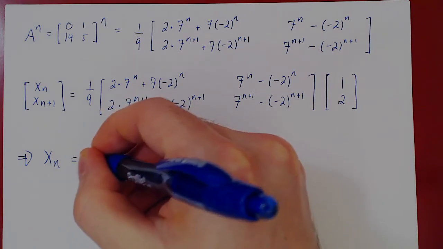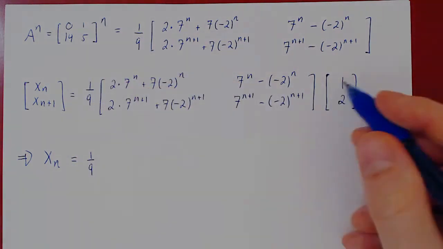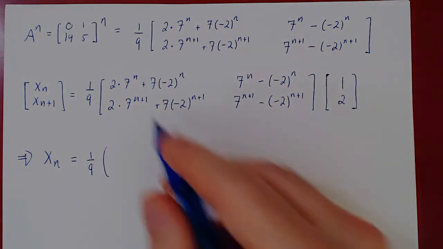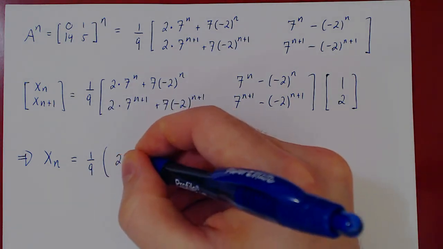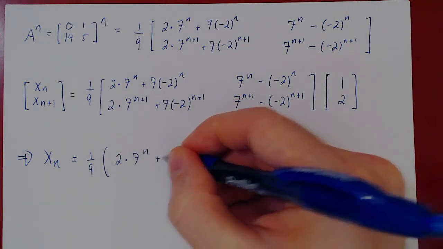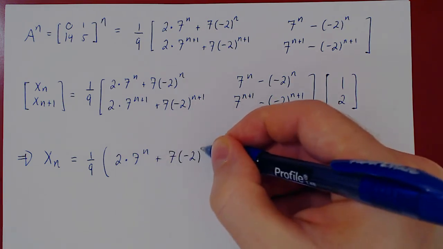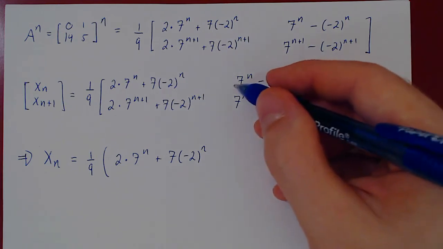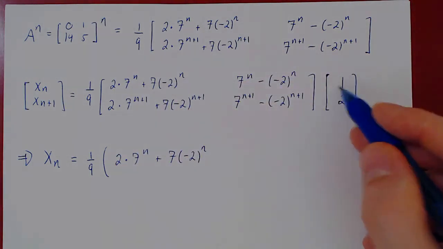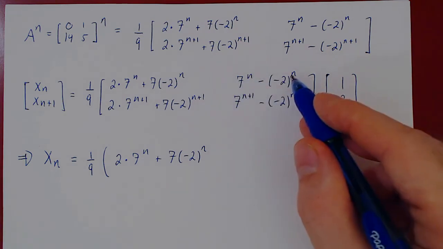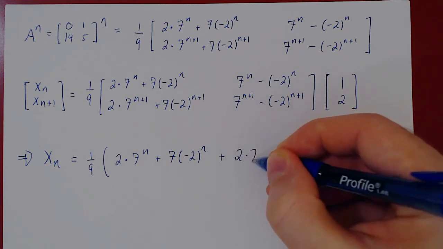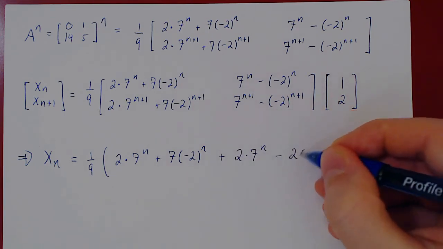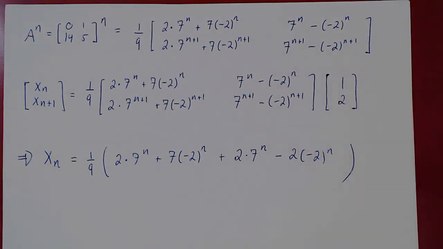So let's compute this. We have 1 over 9. The 1 over 9 multiplies everything. So it'll be 1 over 9 times, well, the first entry, this, times 1. So it's just this. So 2 times 7 to the n, plus 7 times negative 2 to the n, then plus, this entry times this one, plus this entry times this one. So plus 2 times 7 to the n, minus 2 times negative 2 to the n. And this is now the nth term of your sequence for any n.